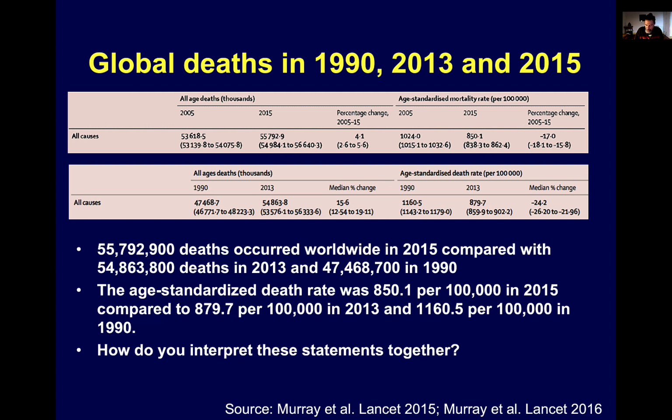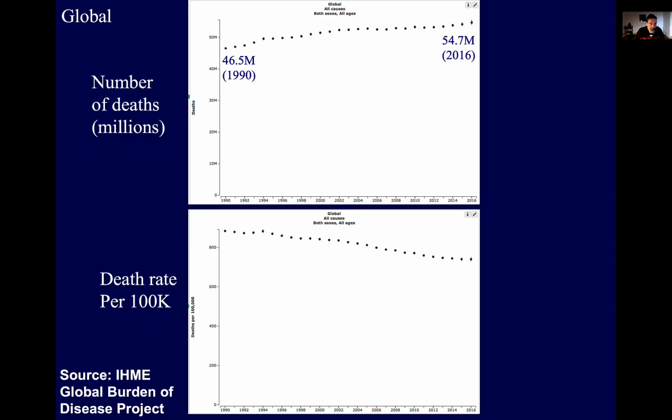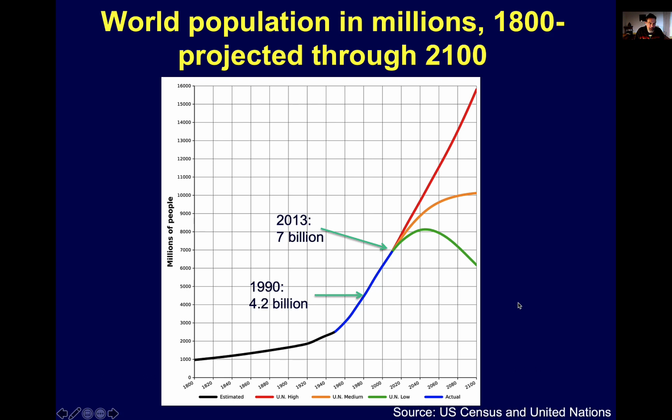But let's dig a little bit deeper on that. Looking globally, this is a similar trend graph to what we saw for the US: an increase in the number of deaths over this nearly 30-year period, from 46 million to 54 million per year, and a decline in the death rate over time. And I mention here the increase in the population, right? It nearly doubled between 1990 and 2013, right?